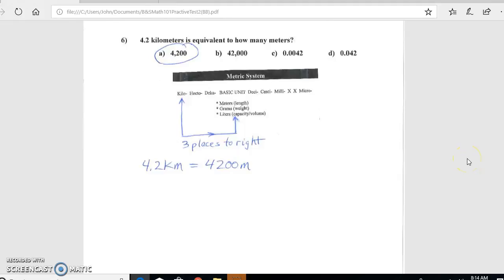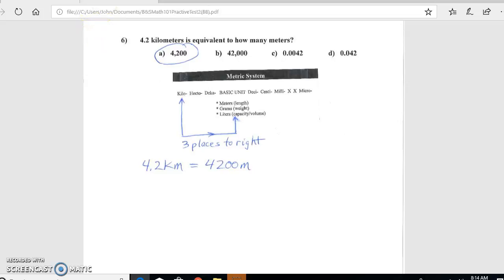This is the practice test for measurements. Here we're looking at problem number 6. And the problem says 4.2 kilometers is equal to how many meters? So we are converting between kilometers and meters. And these are two metric units.